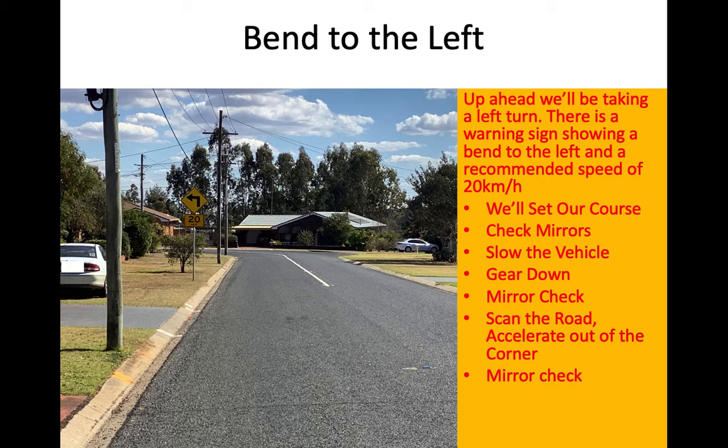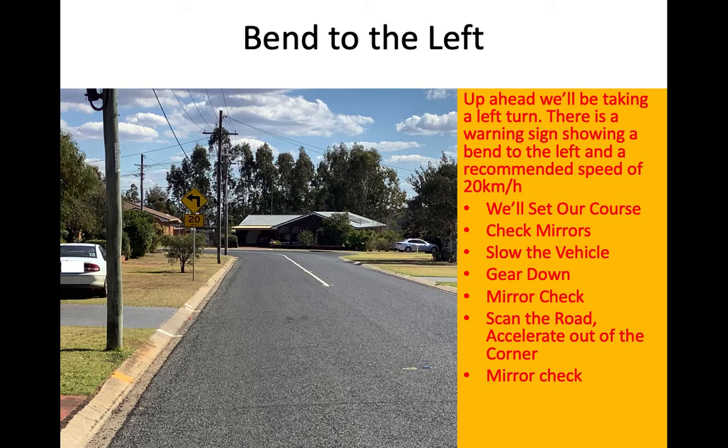This one is at Toowoomba. Up ahead, we'll be taking a left turn. It's not a left street as such, but a bend. And the recommended speed is 20, as shown on the warning sign. And there's a black arrow turning left up ahead.